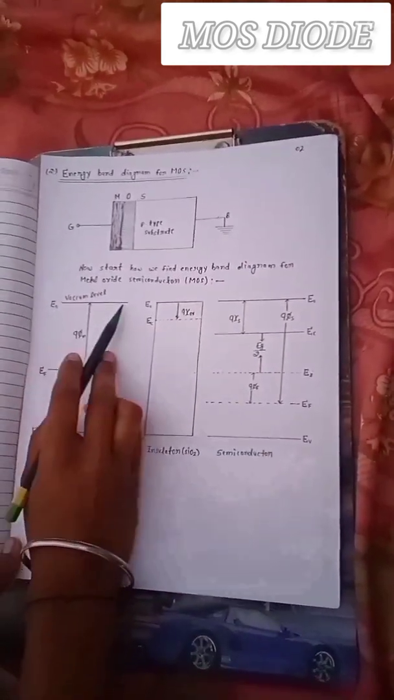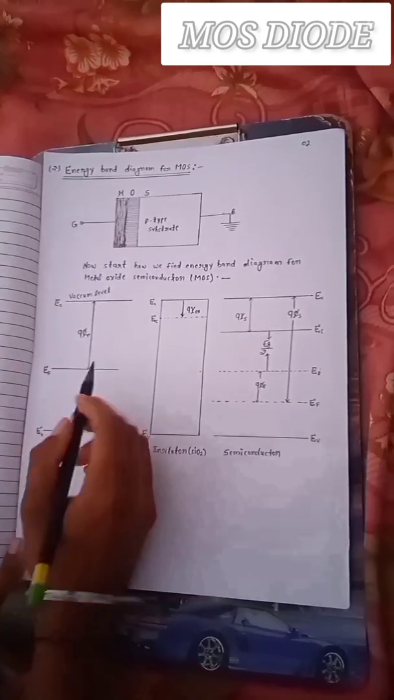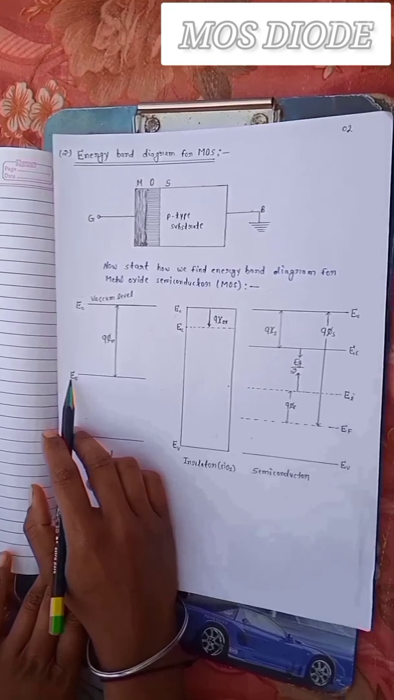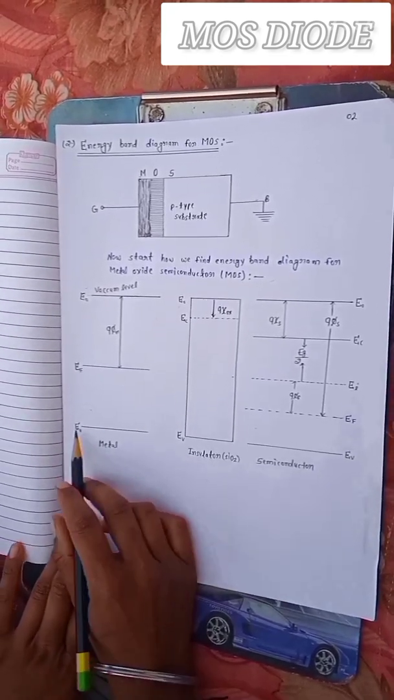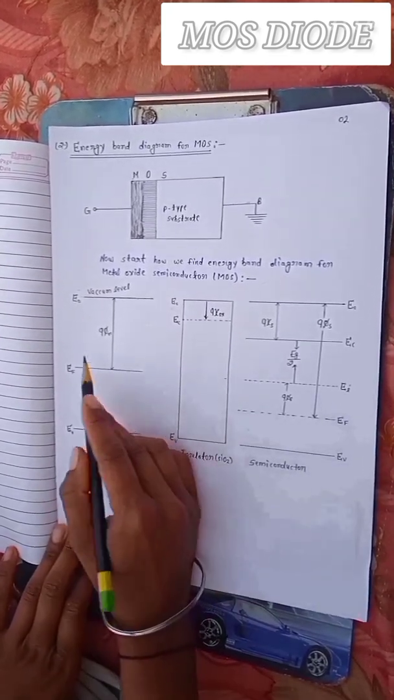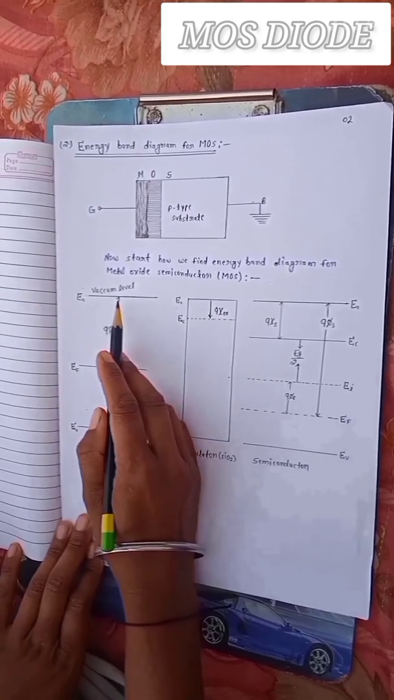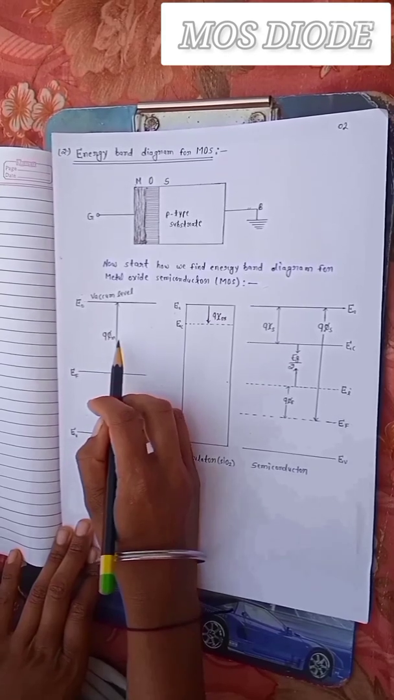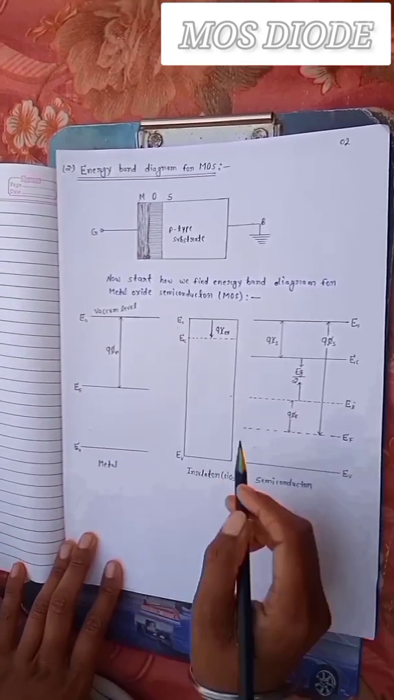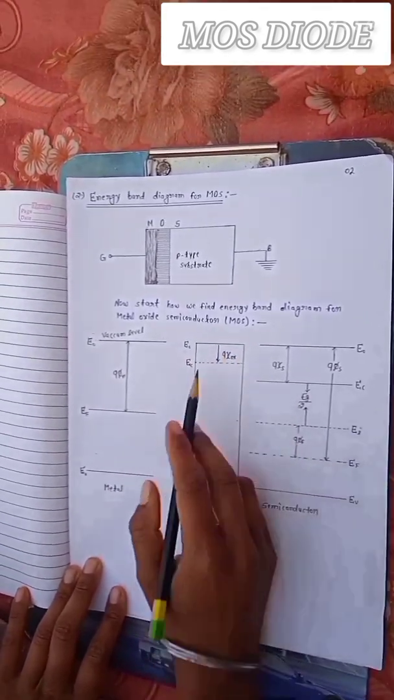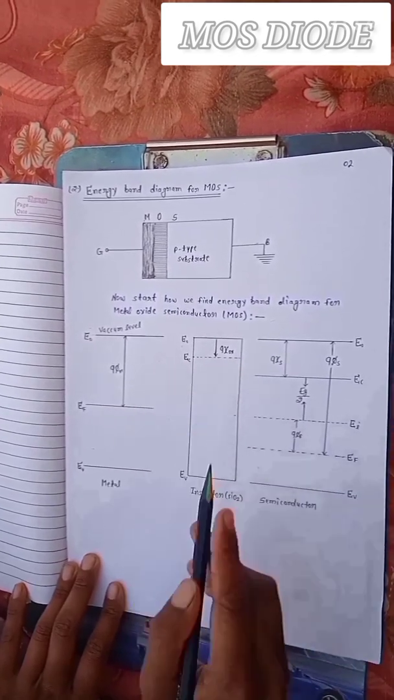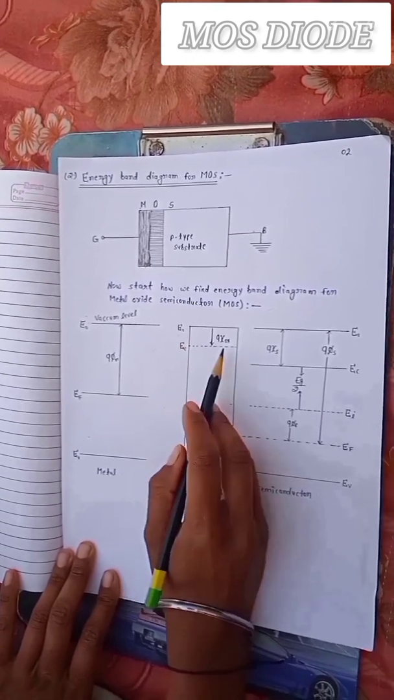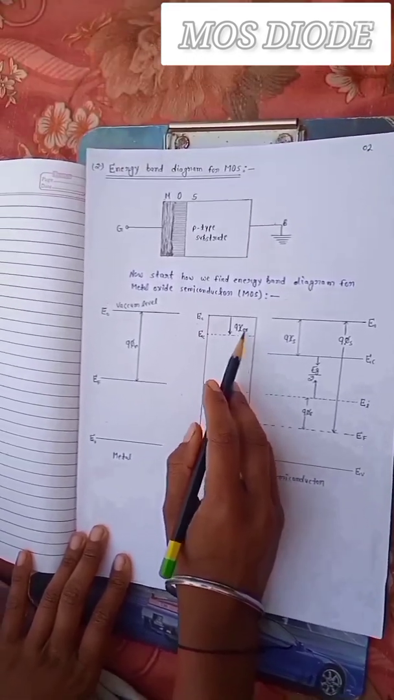There is always a vacuum level, E naught. Here for the metal, this is the Fermi level EF, and this is the valence band EV. The difference from the Fermi level to the vacuum level, Q phi m, is called the metallic work function. For the insulator, E naught is the vacuum level, EC is the conduction band, and EV is the valence band. The difference of E naught and EC is Q chi ox. This is called electron affinity.